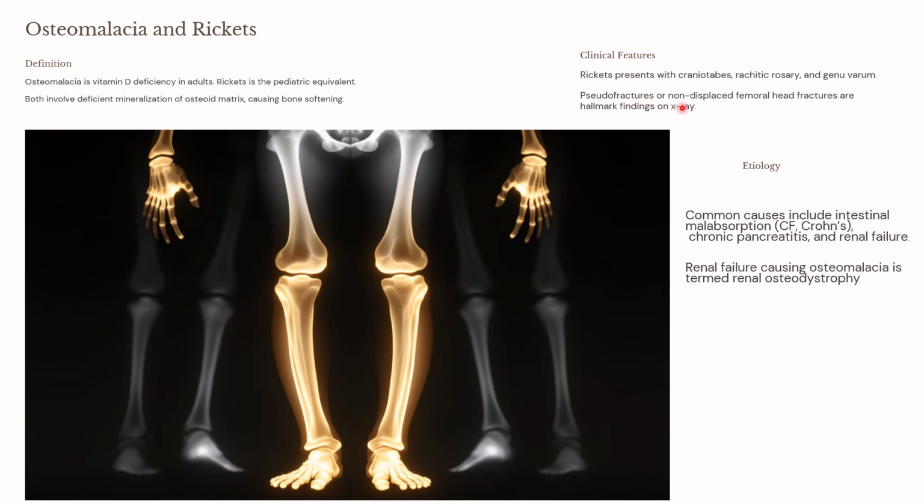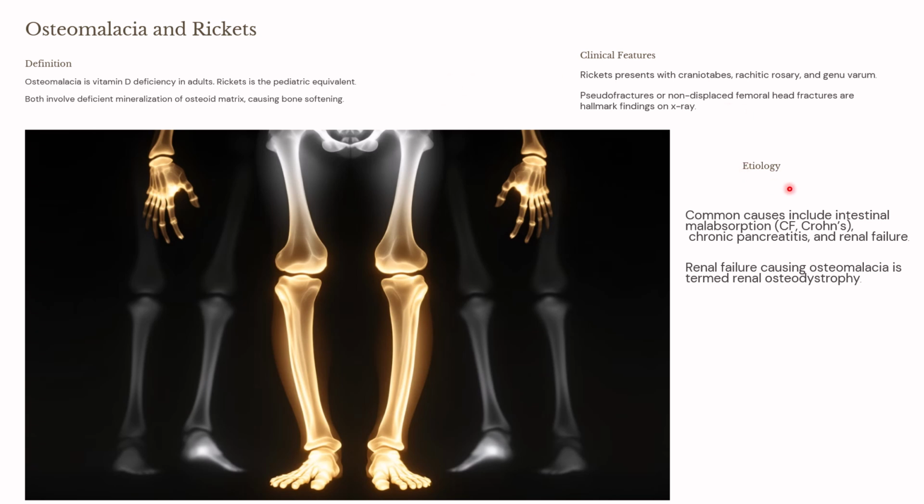Pseudo-fracture is something like there won't be any real fracture, but since the mineralization is impaired, the bone will look as if it had undergone a fracture. Since it looks like a fracture, but there is no real fracture, it is known as a pseudo-fracture. Sometimes they might also give you in the vignette non-displaced femoral head fractures. In that case, it also indicates a pseudo-fracture, which is seen in osteomalacia.